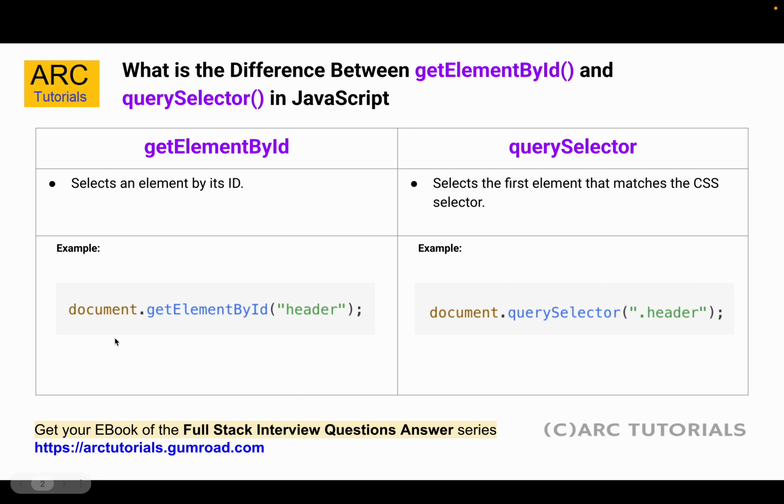In this case, if you know that the ID is header and you write document.getElementById, it will return the one element with this ID. But let's say there are multiple elements in the web page which have the same class as header. querySelector will return the first element that matches this criteria. That's the main difference between getElementById and querySelector.